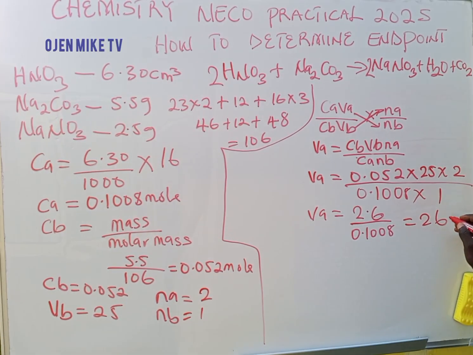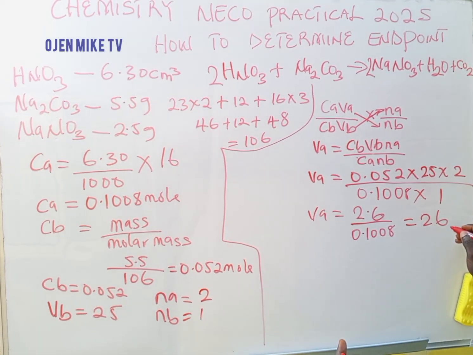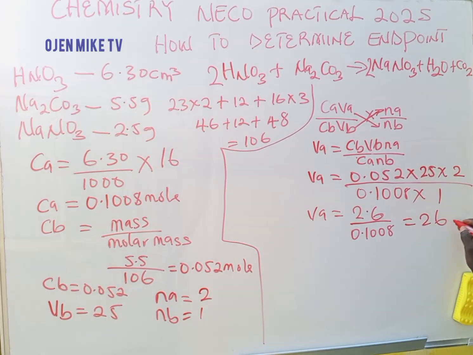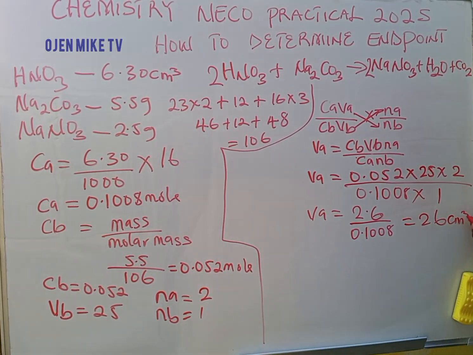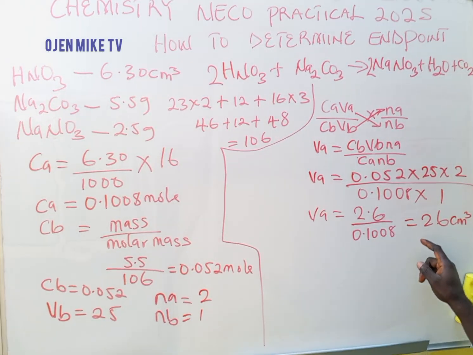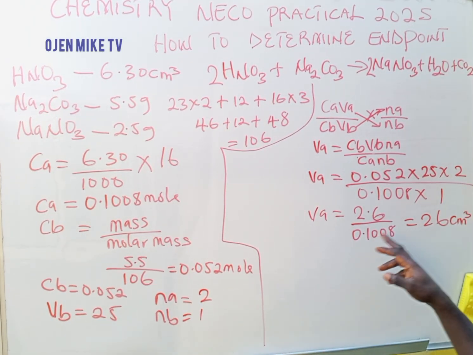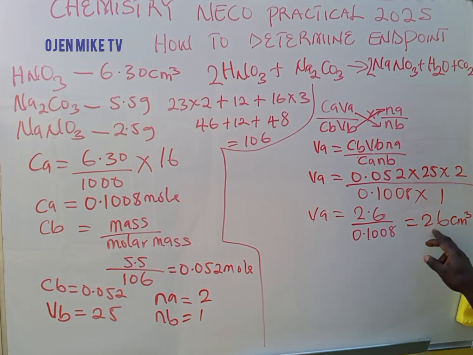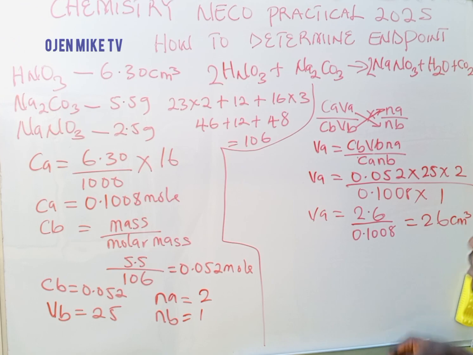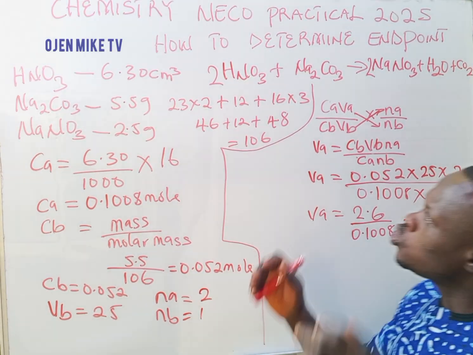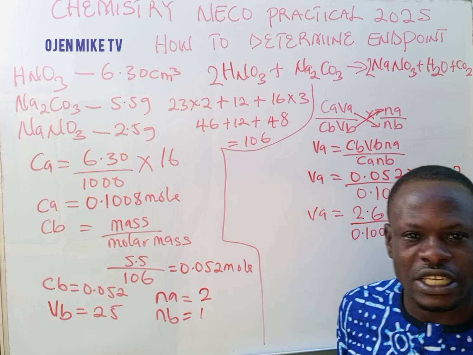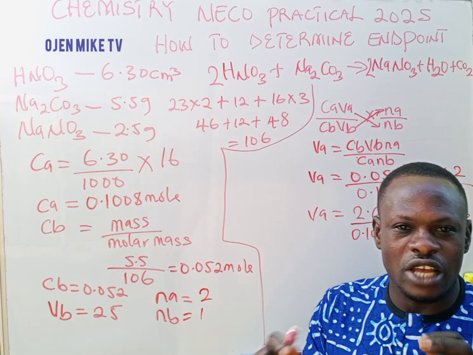So we have 25.7, but you approximate it to what? 26. So your volume is 26 cm cubed. If you divide this one, we give you what? 25.74. So you just approximate to 26. Your endpoint should be what? 26. So the endpoint of the 2025 NECO chemistry practical is what? 26. You can use 25 theoretically.